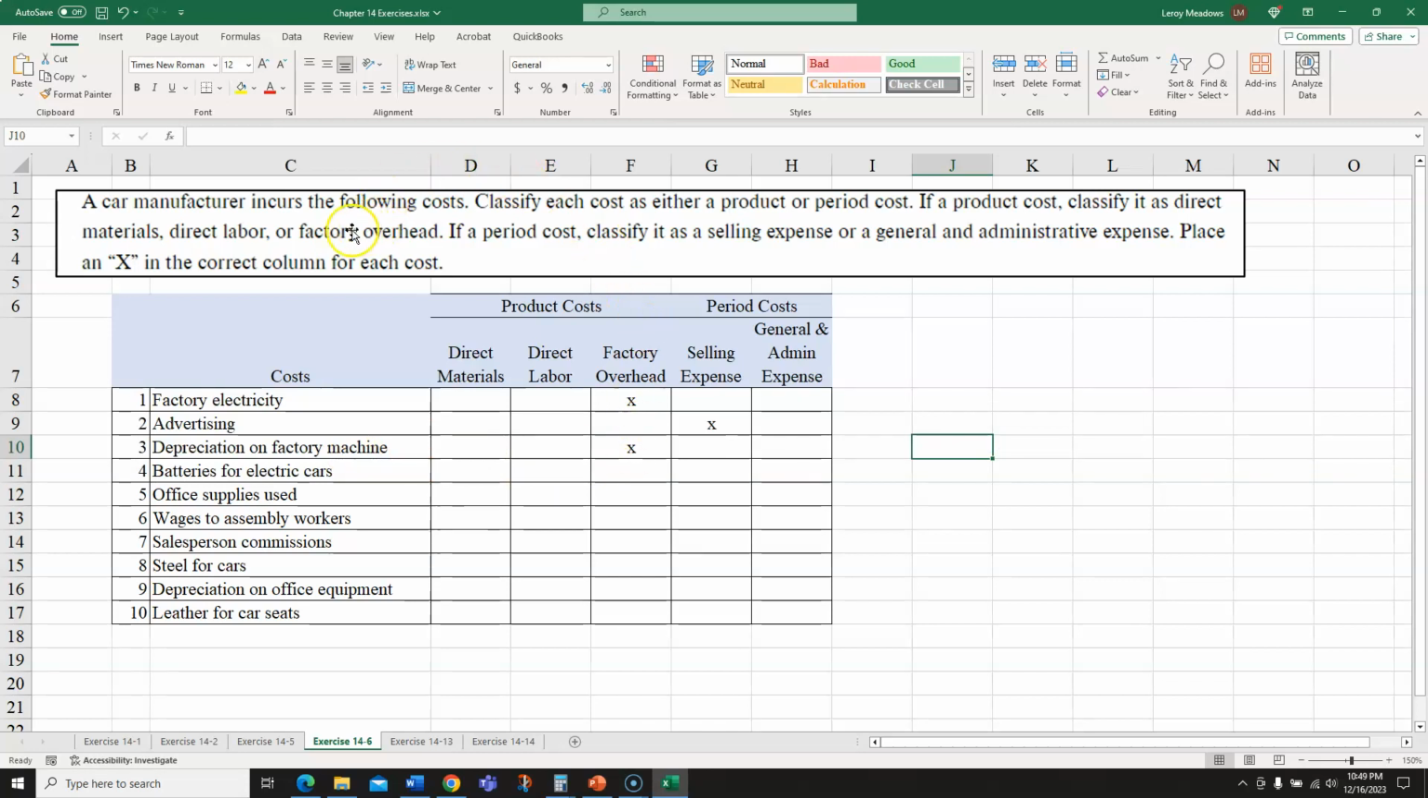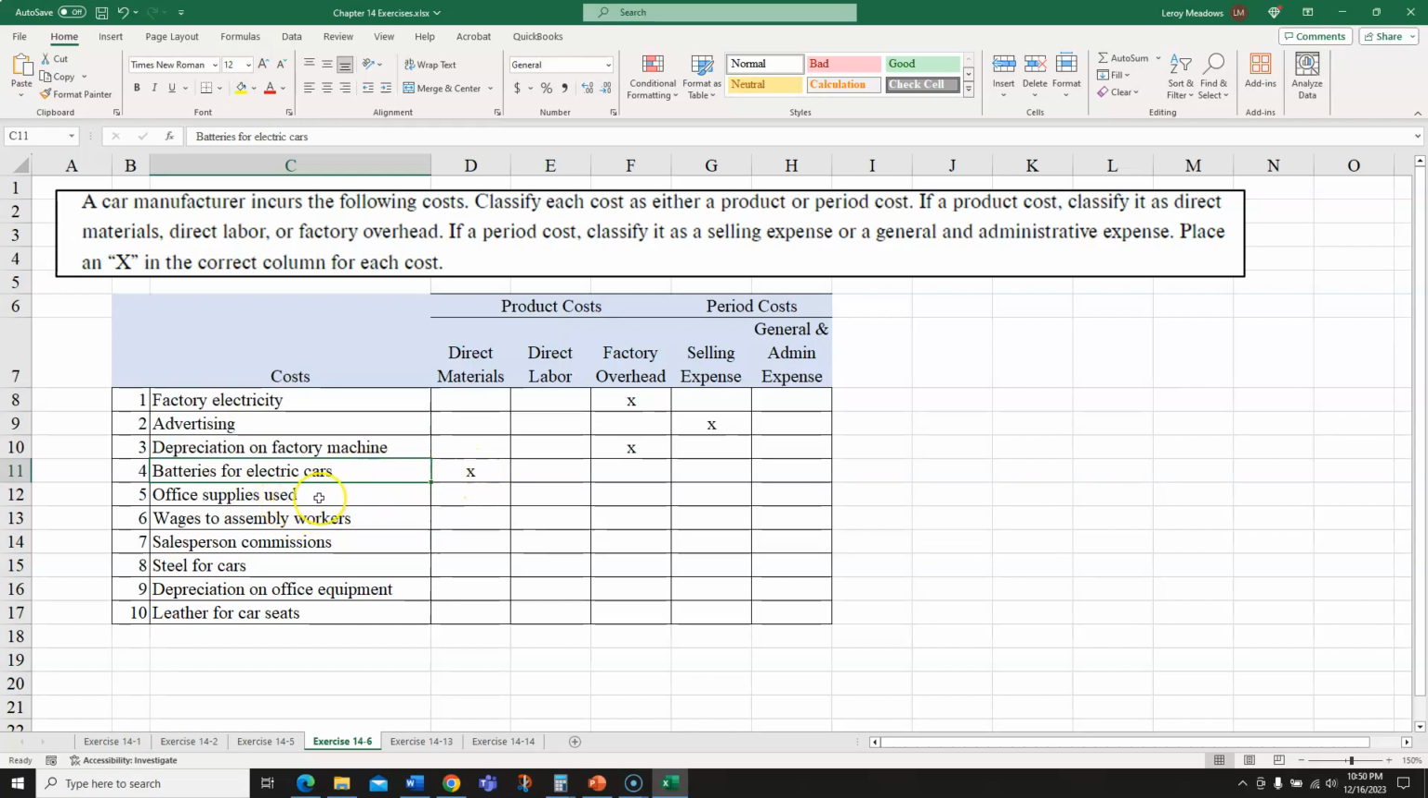Now remember our cost object. A car manufacturer incurs the following costs. So we're looking at a car manufacturer here. Let's take a look at number 4, batteries for electric cars. If we're making electric cars, we know it's going to be a product cost because that's what we make. Is it going to be direct materials, direct labor, or factory overhead? Well, it's probably going to be direct materials. Why? Because that's a cost that can be effectively traced to each cost object, or in this case, each car that we're making.